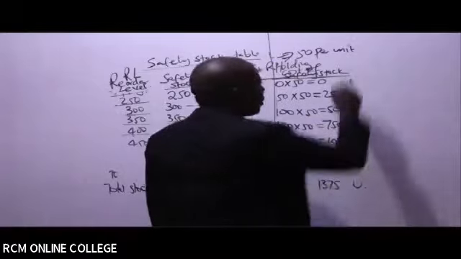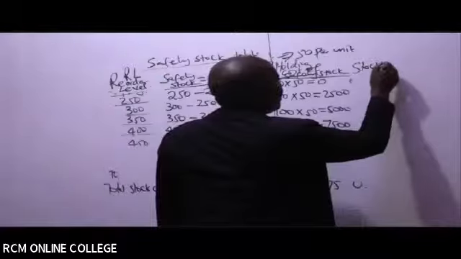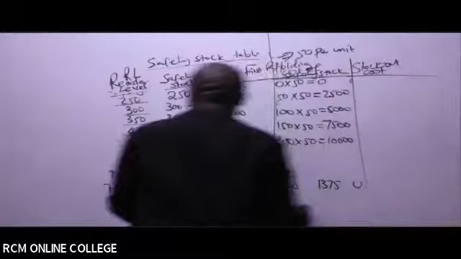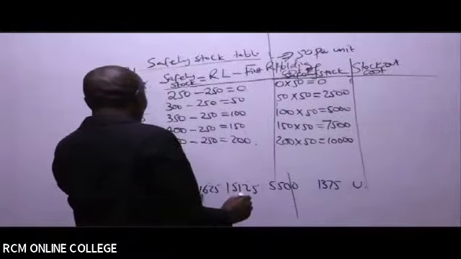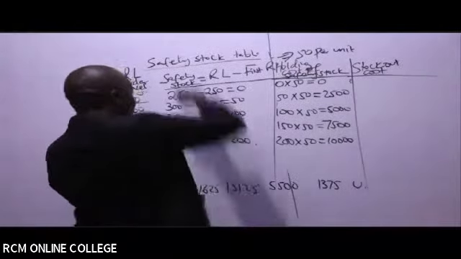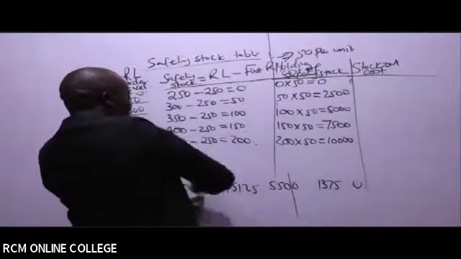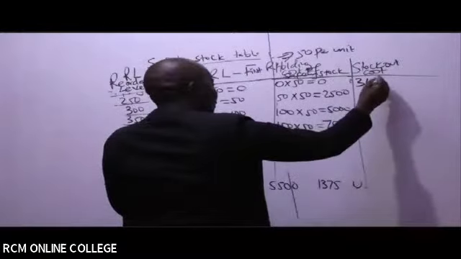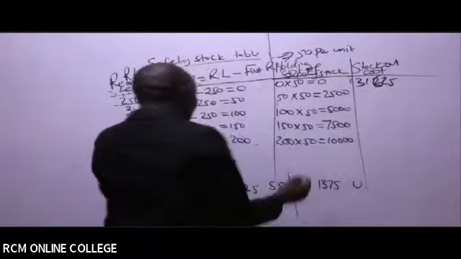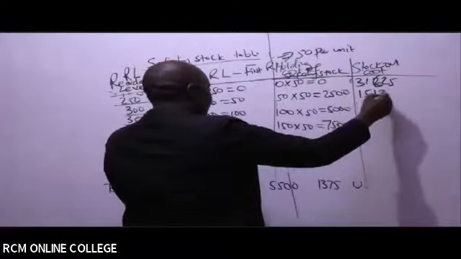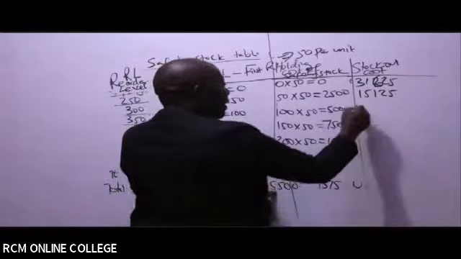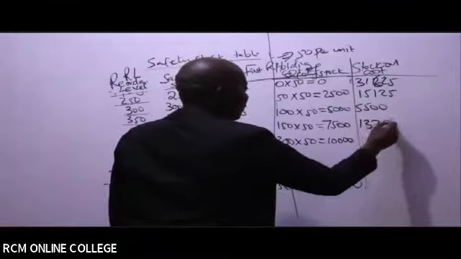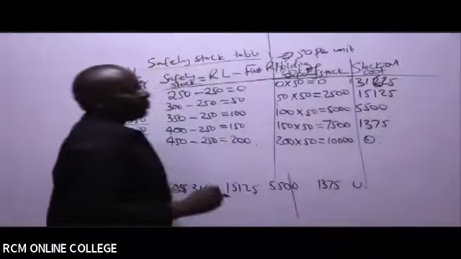Remember, we have our stock out costs here. For the first one, for the 250, the stock out cost is 31,625. The second one is 15,125. The third one is 5,500. The fourth one is 1,375. The last one is 0.